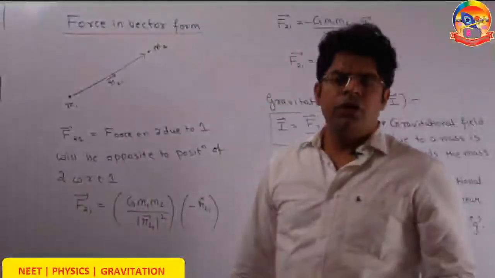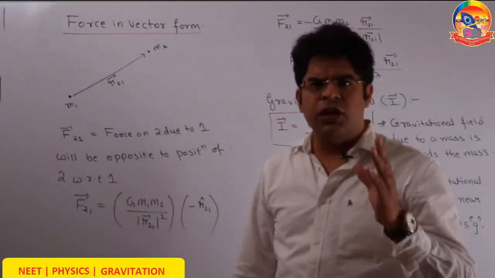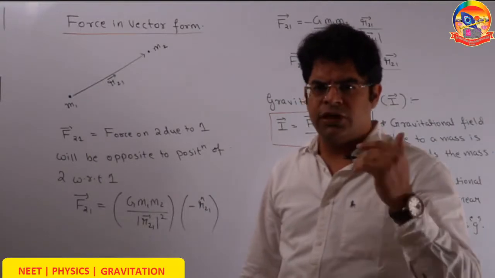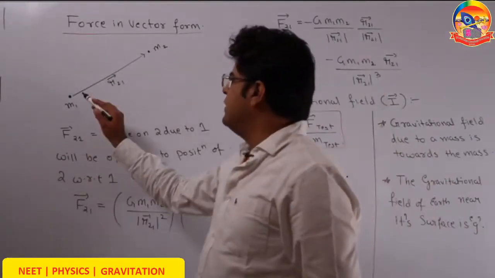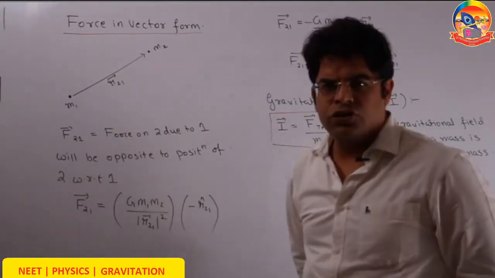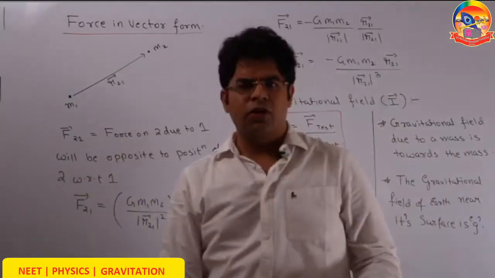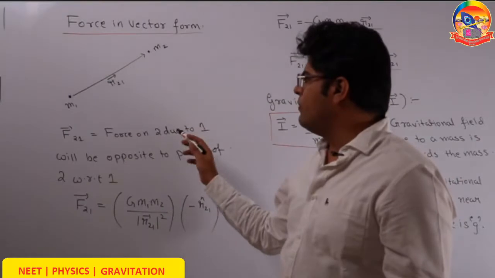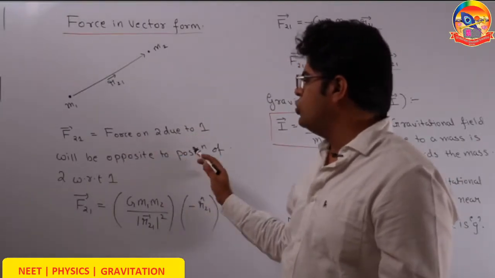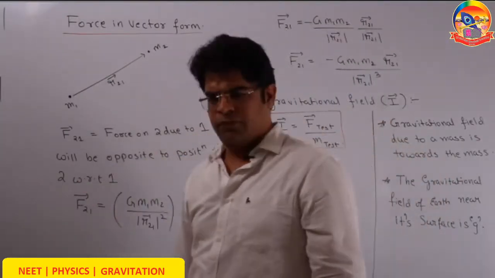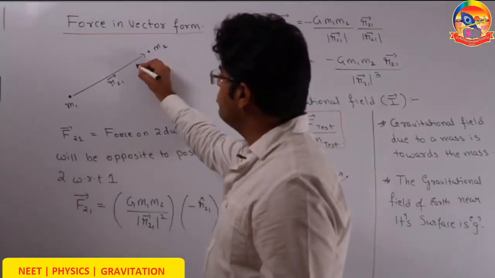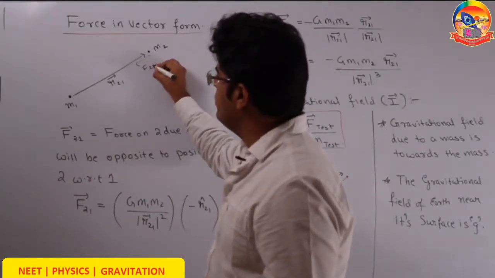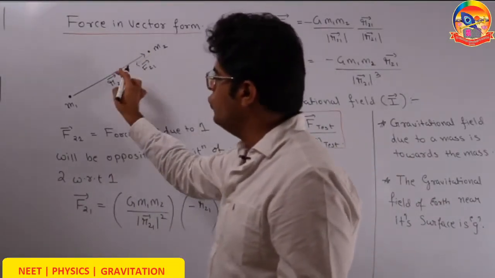So now, since the gravitational force is a force, now we will learn how to write gravitational force in vector form. Let's say there are two masses m1 and m2 and we wish to write F21. What is the meaning of F21? The force on mass 2 because of mass 1. The force on mass 2 due to mass 1 will be opposite to the position vector of 2 with respect to 1. Why? Because the force has to be attractive in nature. So this will be the direction of force on 2 due to 1.